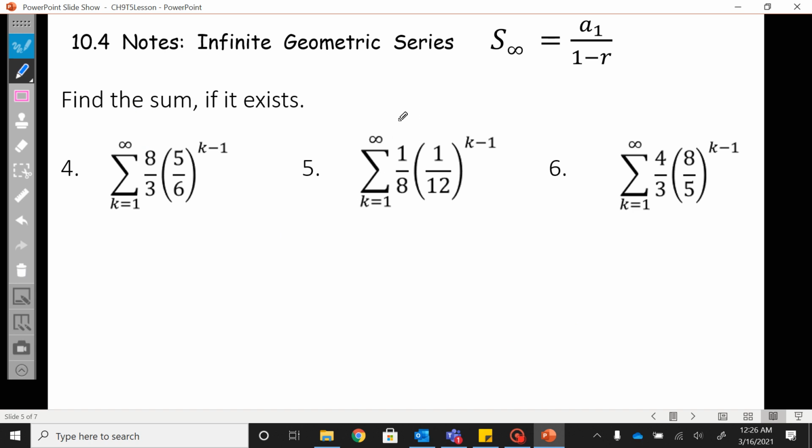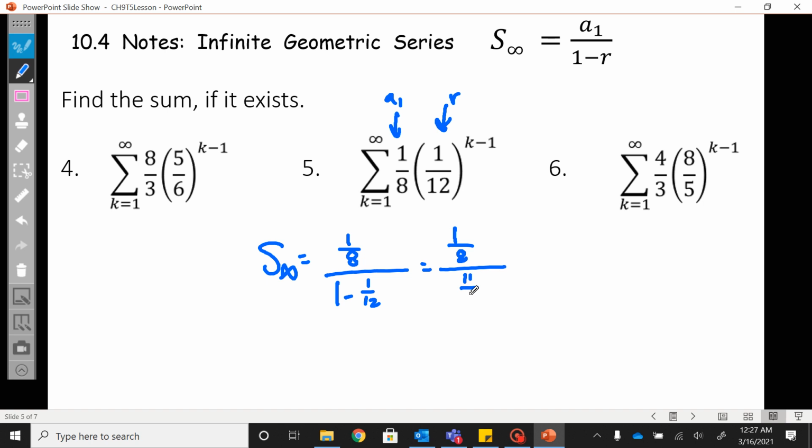Number 5, once again, this is the first term. This is the ratio. So our infinite series would be the first term, 1 over 8, divided by 1 minus 1 over 12, our ratio. That's 1 over 8 over 11 over 12. That's 1 over 8 divided by 11 over 12. Changing that to multiplication, 1 over 8 times 12 over 11, which is 12 over 88.